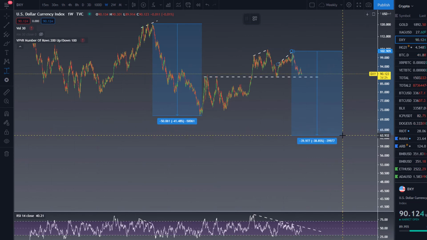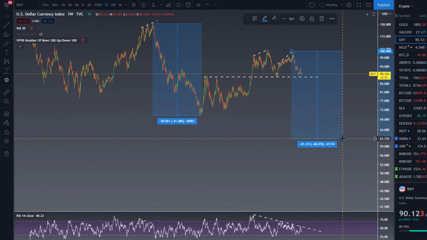41% crash in the dollar. If we did anything like that again, we're going to get down to a dollar being worth a 60-cent US currency index, a 60% dollar. Now, if that doesn't cause all sorts of mayhem and all sorts of inflation in asset prices and cryptocurrencies and commodities, then I don't know what will, because that is something that I'm excited about.